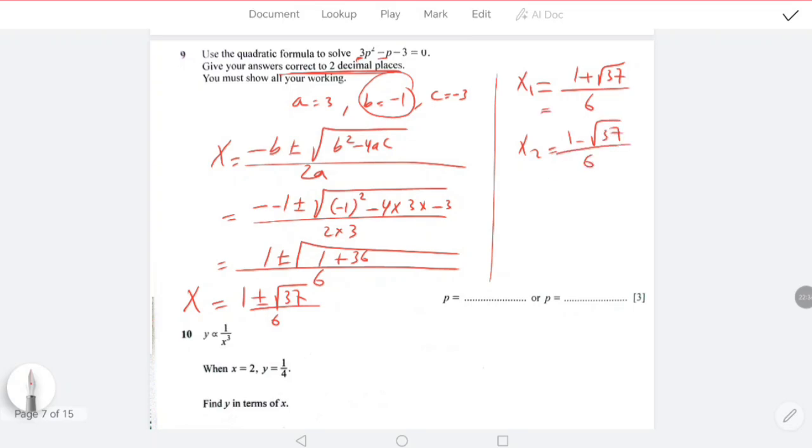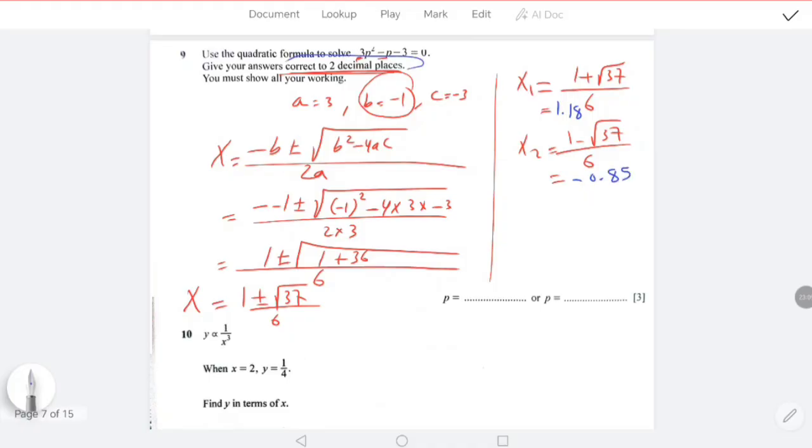Now let's see. 1 plus the square root of 37 divided by 6. So the answer here is 1.18. And the second one, 1 minus the square root of 37 divided by 6. I'm using my phone actually for calculations, and it's difficult. So the answer here is negative 0.85.